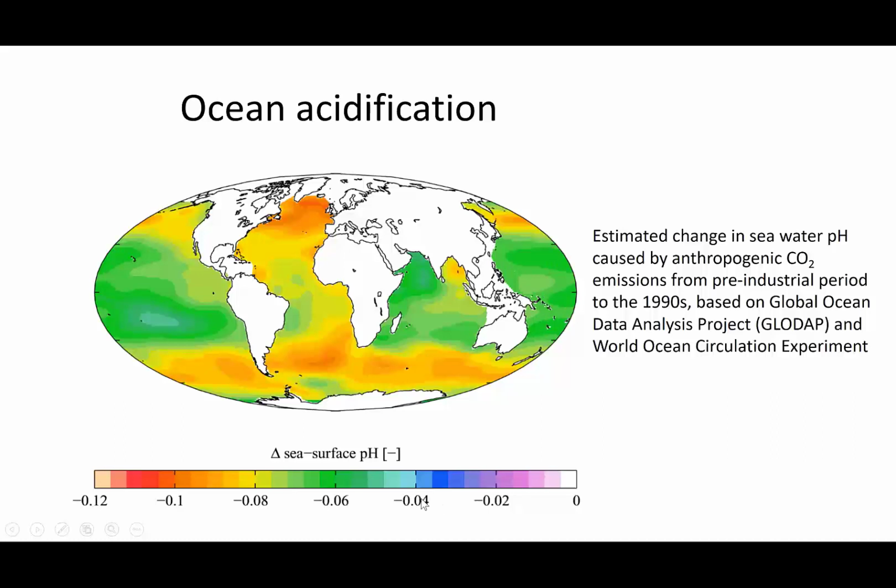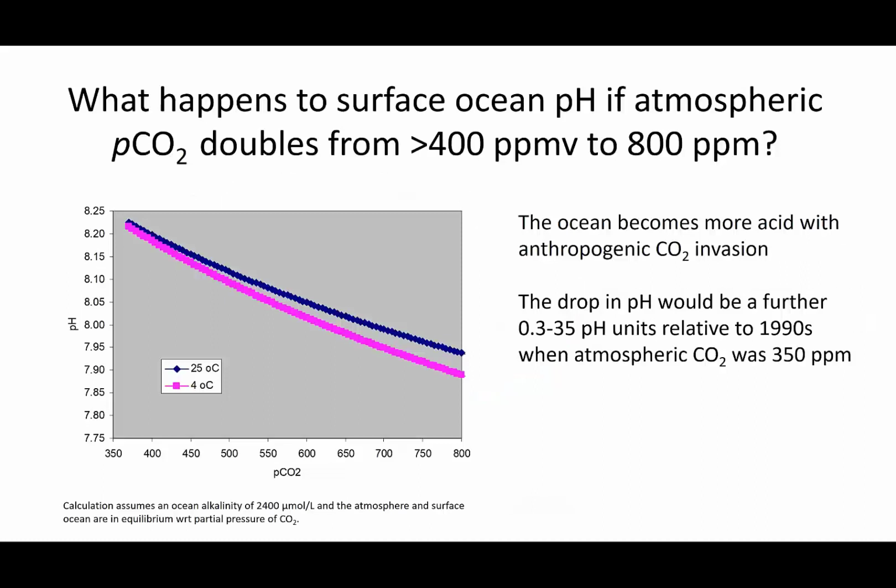So here we have the relative reduction in pH units, noting that a reduction of 0.1 pH units is actually a 30% increase in the abundance of protons or hydrogen ions in the ocean. So what happens to the surface ocean pH if atmospheric pCO2 continues to increase and doubles from those 1990 levels up to around 800 ppm, which is quite a reasonable estimate for where we could end up if we burn a very large amount of our available fossil fuel reserves.